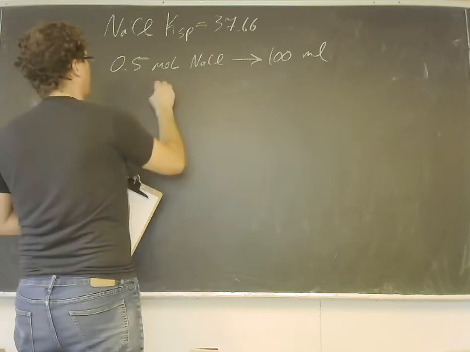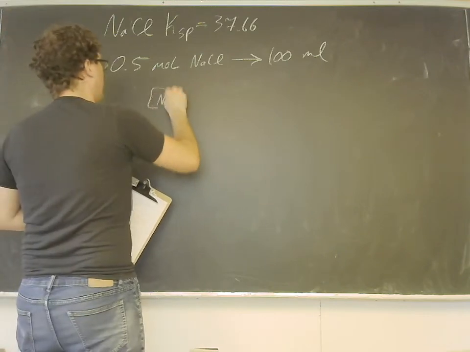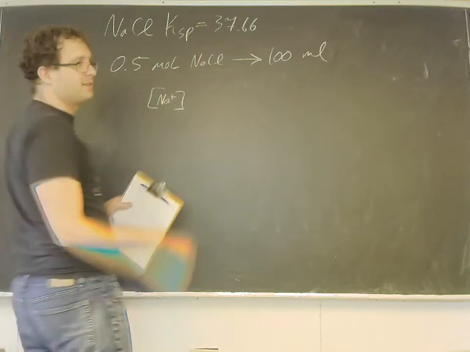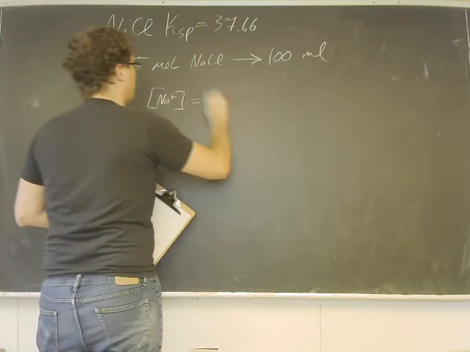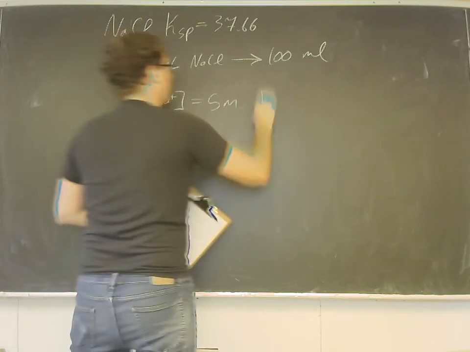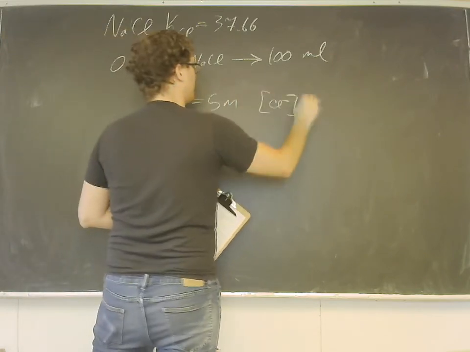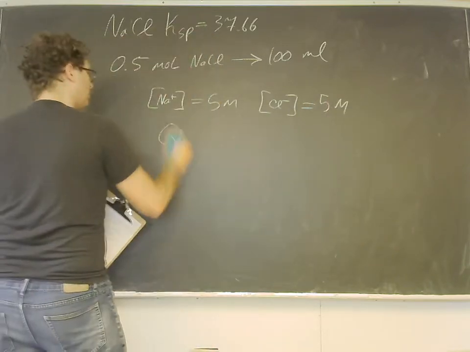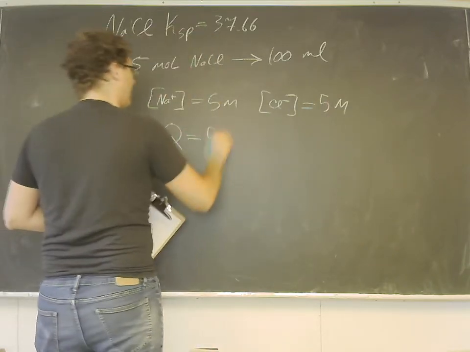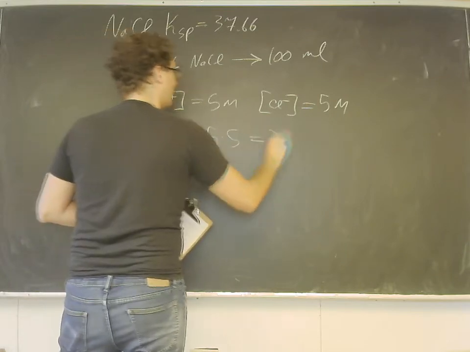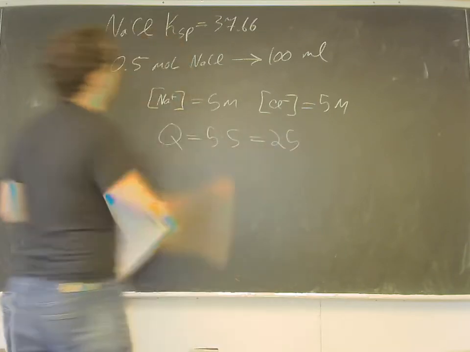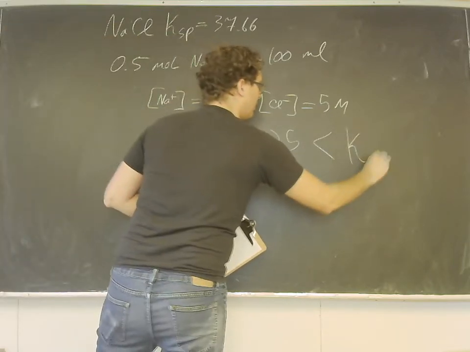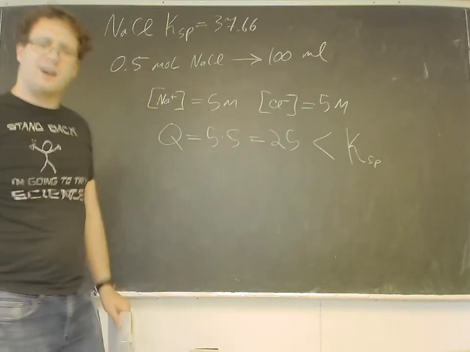Well, we can find the concentration of Na+ ions. That's going to be 0.5 divided by the 0.1 liter, so that's 5 molar. And the Cl- concentration is also going to be 5 molar. And so Q, the reaction quotient, is going to be 5 times 5, which equals 25. And Q is less than K. That means that this system is not at equilibrium.